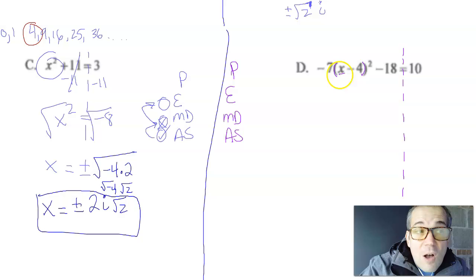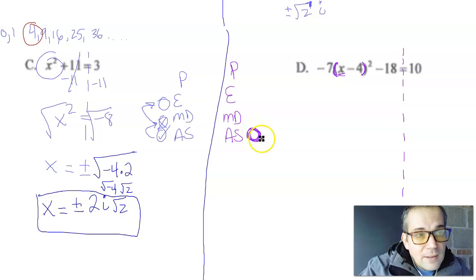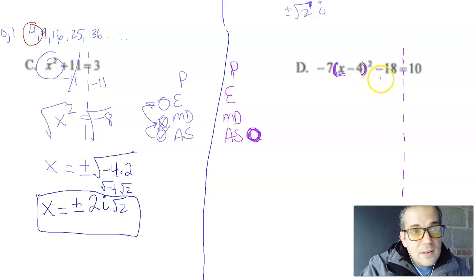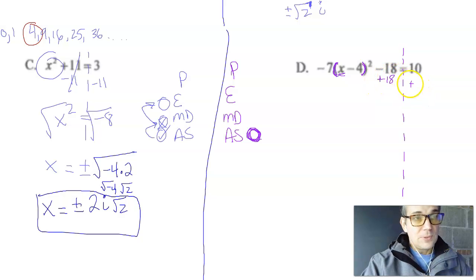I am trying to get this thing all by itself. It is stuck inside some parentheses and a lot of stuff is happening. Outside of those parentheses, is anything being added or subtracted? Yes. Outside of these parentheses, we have an 18 being subtracted. So we will add 18 to both sides.